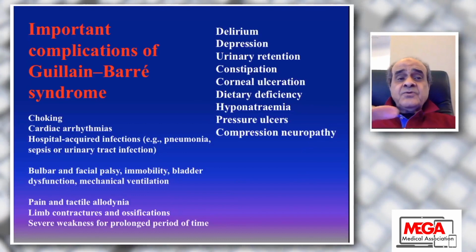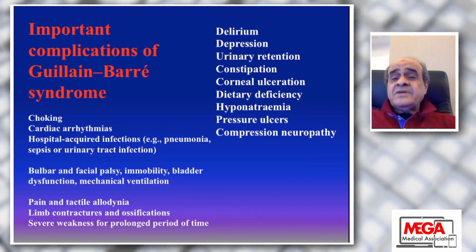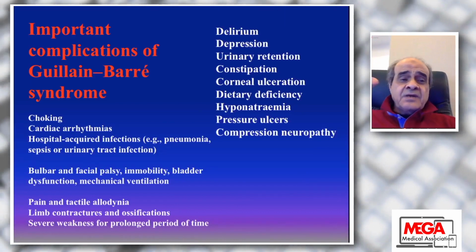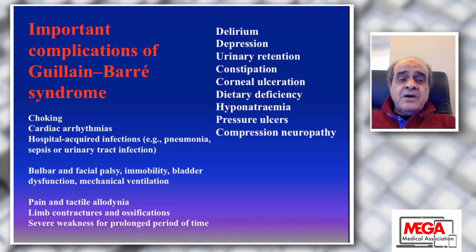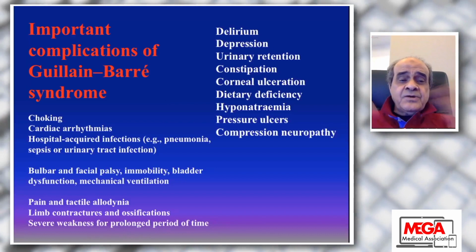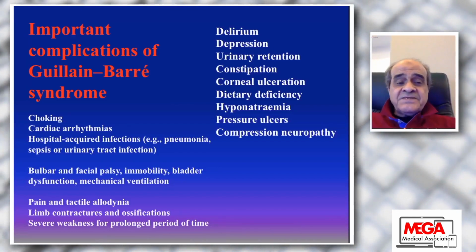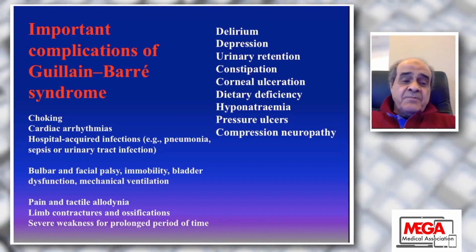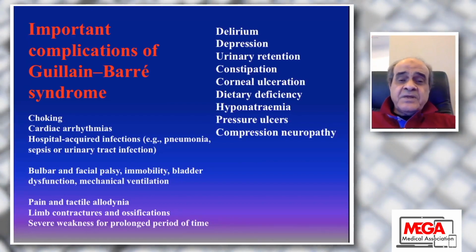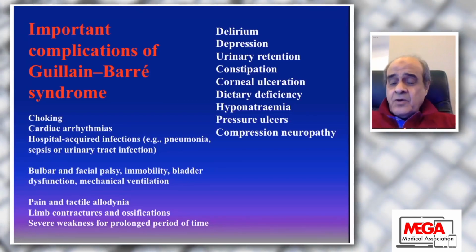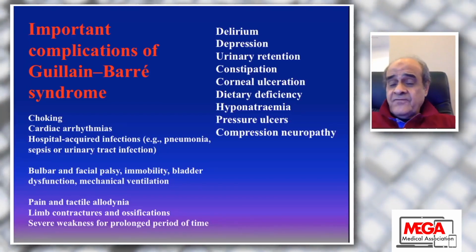These are important complications of Guillain-Barré syndrome and even most muscle diseases. This is the most common complication. Choking, cardiac dysrhythmia, hospital-acquired infection, pneumonia, urinary tract infection, bulbar and facial palsy, immobility, bladder dysfunction, mechanical ventilation, pain and tactile allodynia, depression, urinary retention, corneal ulceration. All these complications are common to all muscle disease, not only Guillain-Barré syndrome.